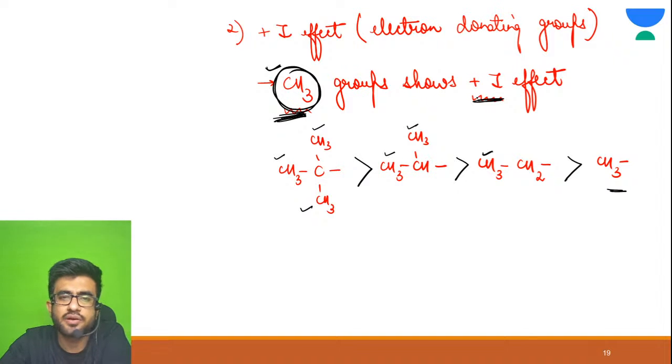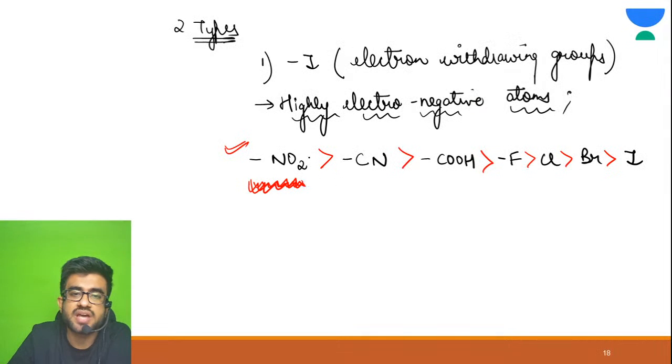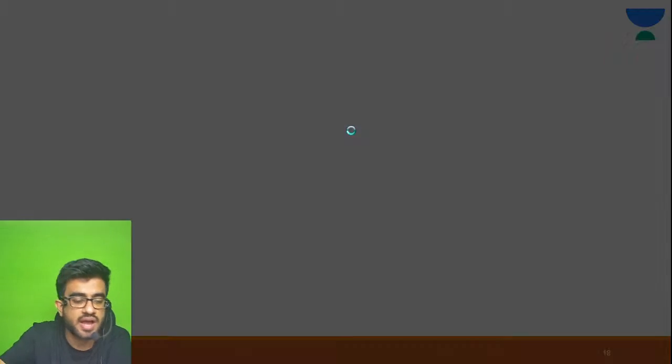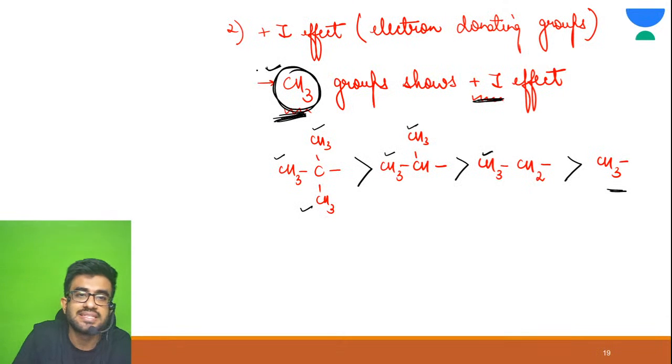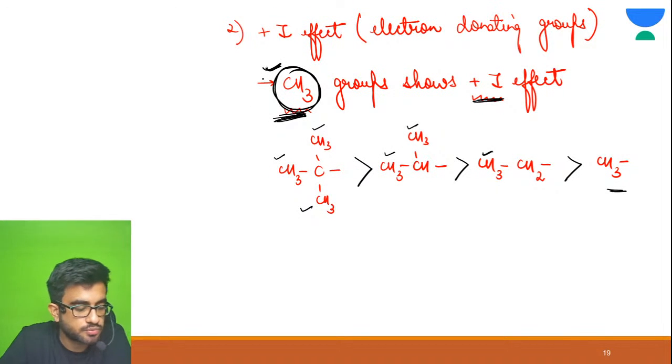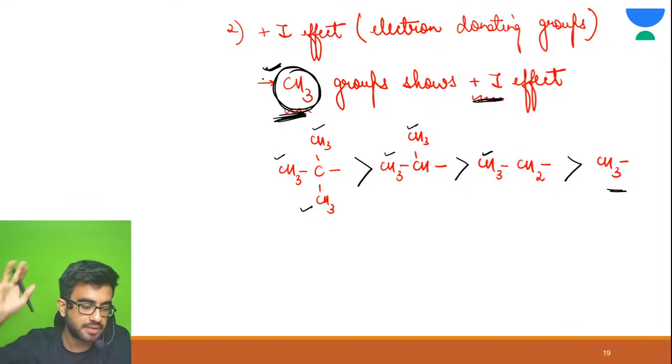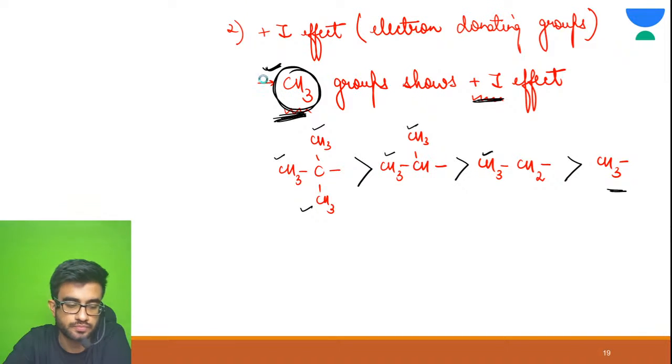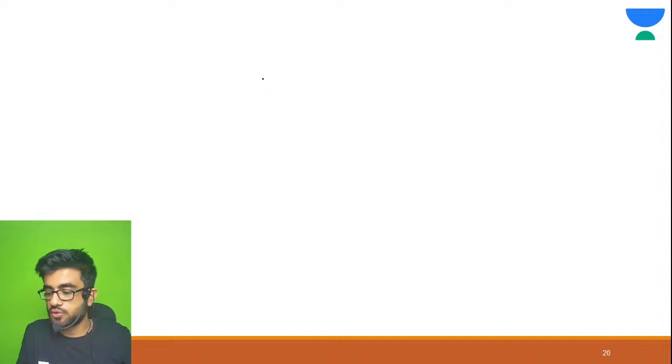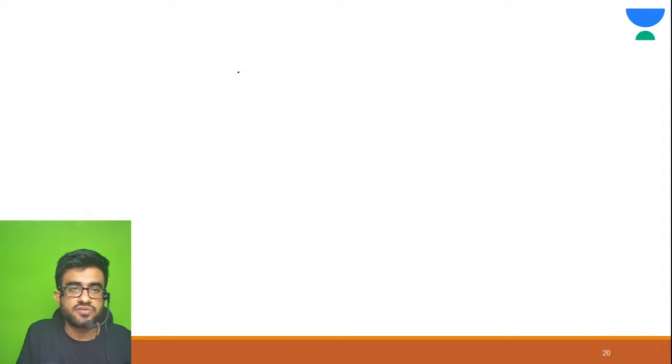So basically the inductive effect is a very basic effect, your plus I and minus I. Minus I you need to identify with highly electronegative atoms, so this is the series, and plus I you need to identify with CH3 groups. The more the CH3 groups, the more is the plus I. I'm telling you about identification also. Now see what type of questions are asked here.